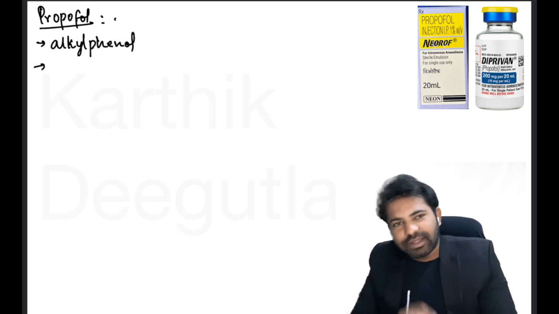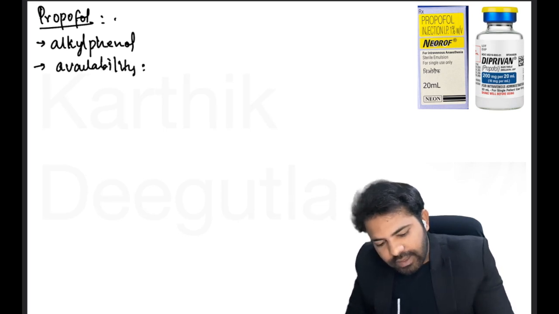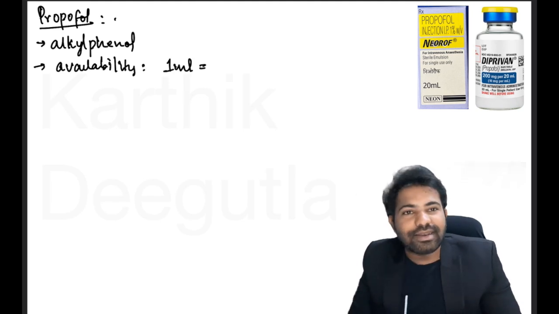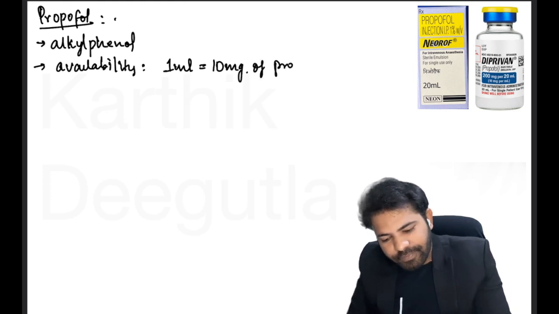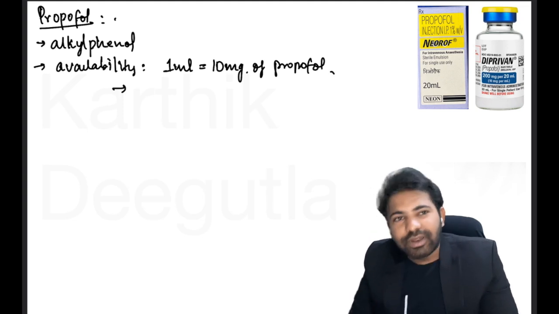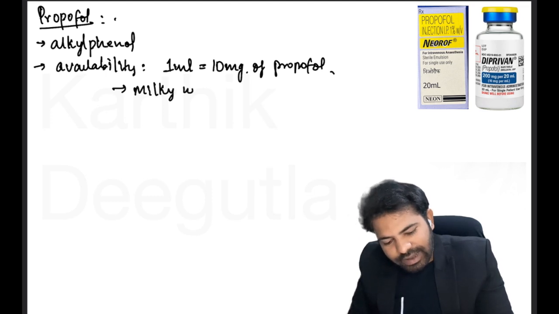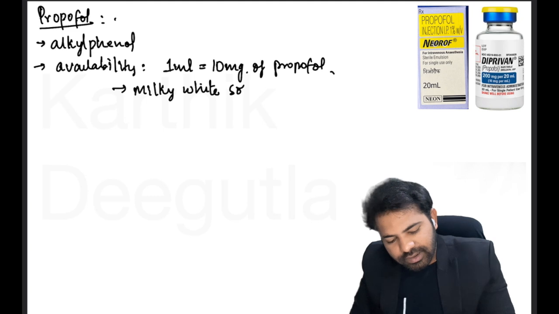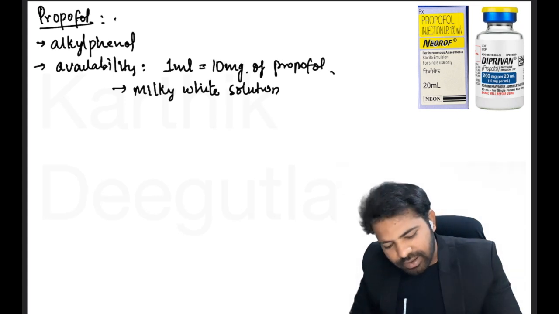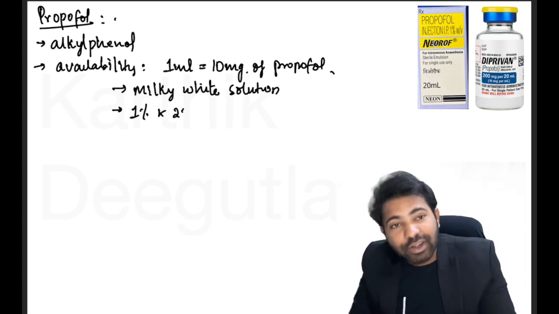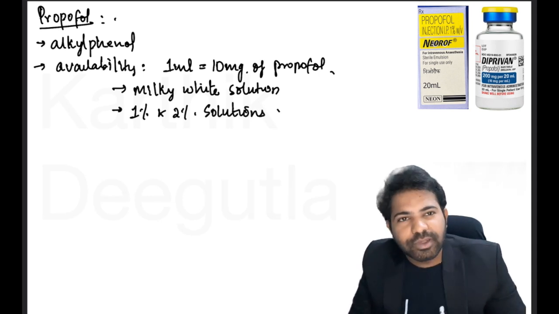Now, how is this drug available in the market? Availability. 1 ml of propofol liquid in the vial contains 10 mg of propofol. Now, how does it look? It looks like a milky white solution. This could be an image-based MCQ. Milky white solution is propofol. Then it is available as 1% and 2% solutions.